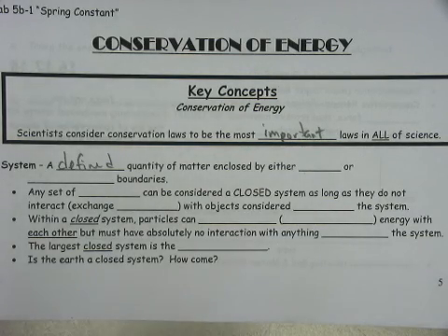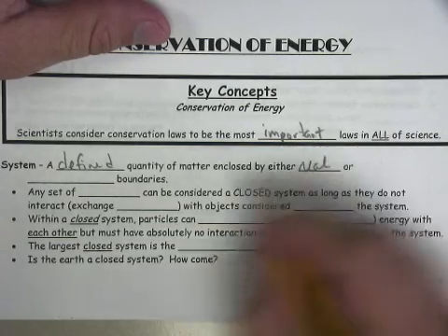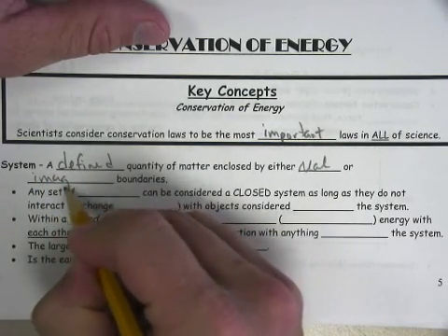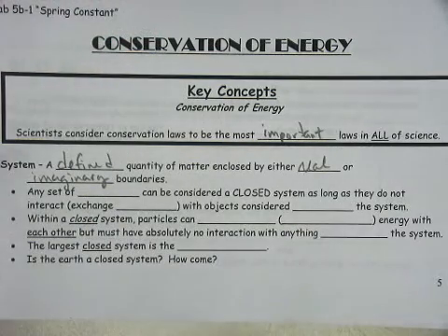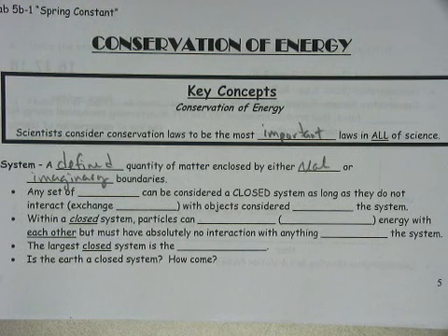So it's a defined quantity of matter enclosed by either real or imaginary boundaries. Examples. Real boundaries would be like the walls of this room. There's a ceiling, there's walls, I can touch those. Those are real boundaries. When we talk about imaginary boundaries, would be like the solar system would be our system. Well, there's no wall that contains the solar system. So in that case, the boundaries would be more or less imaginary. We would imagine that they're there, even though they're not really there.